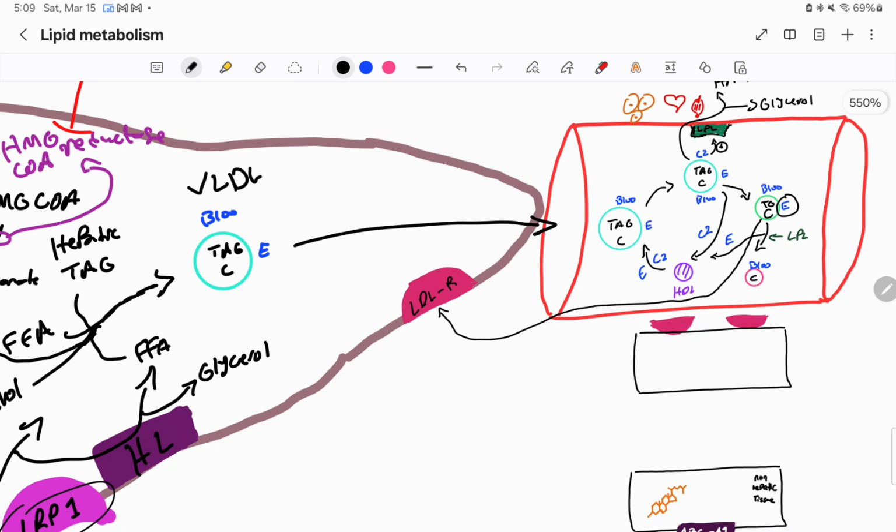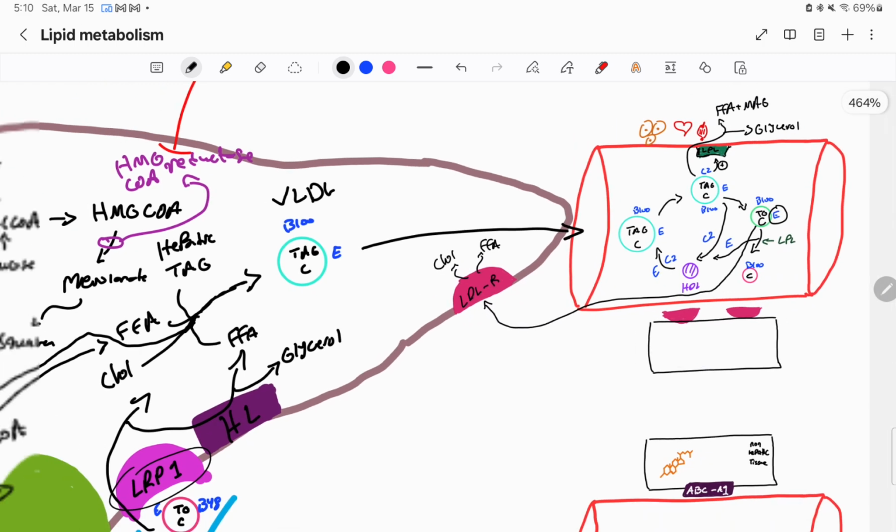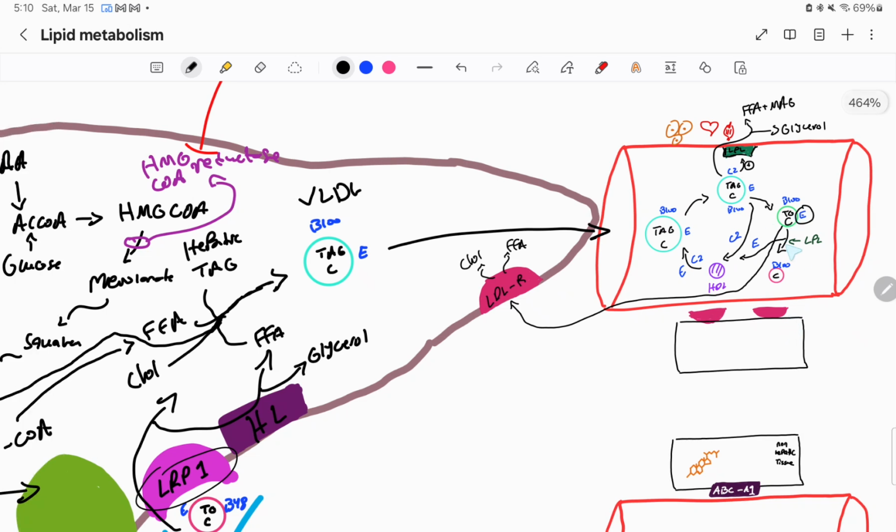And if it does that, guys, what's going to happen? This IDL that will come here and interact with this, it will get endocytosed in, okay, and it'll get broken down and release some cholesterol and some free fatty acids, okay? Nice. And you know how it gets broken down, right? It'll get endocytosed, and it'll get combined with the lysosome, and inside of the lysosome, it'll get broken down into cholesterol and free fatty acids. Awesome. So two fates for this IDL.